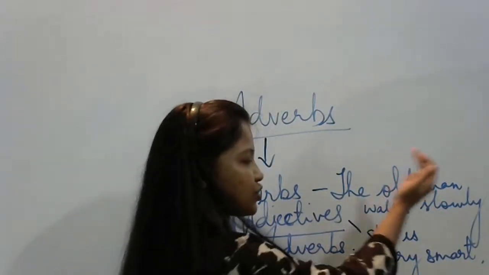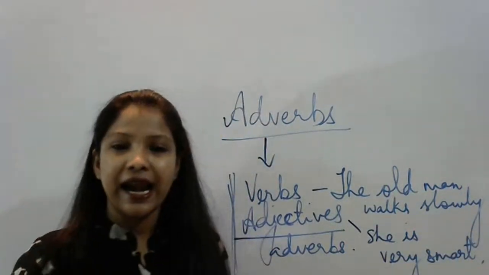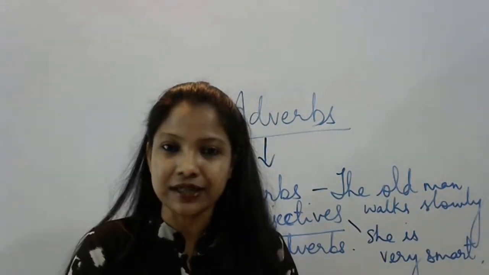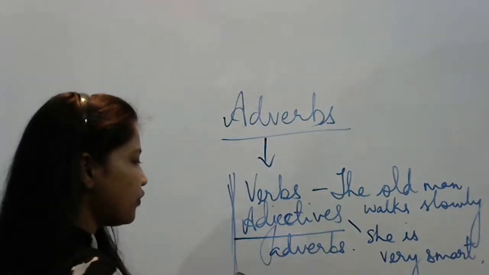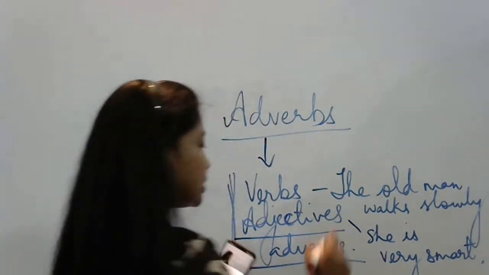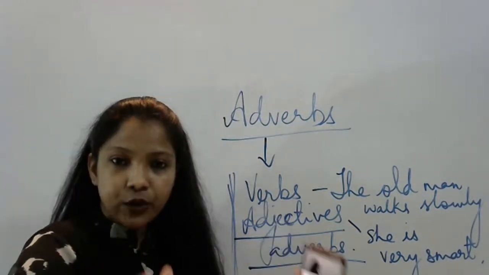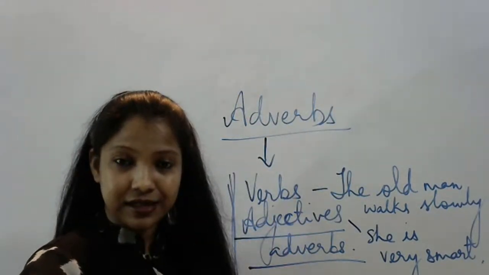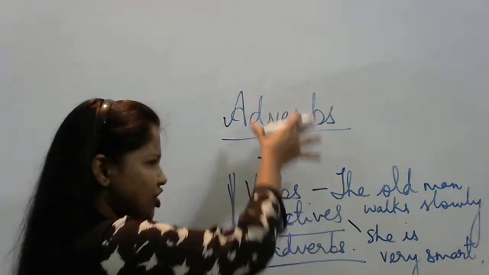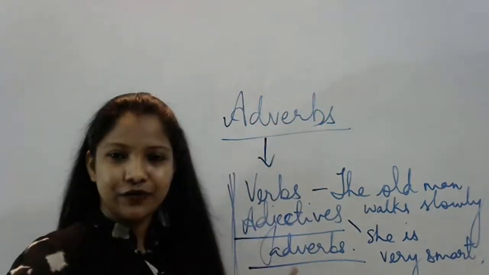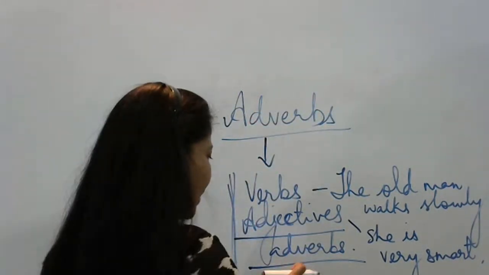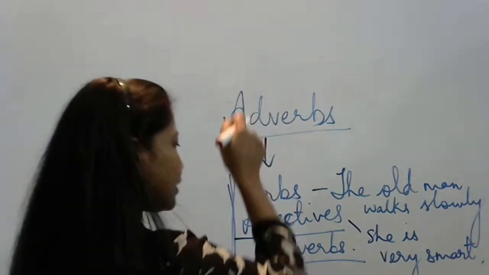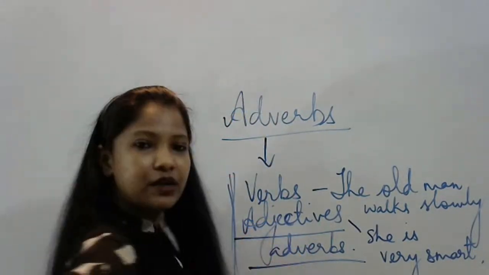Now very is describing the adjective smart. Now taking the example of adverb. Why am I giving you this? Before we get into adverbs in simple present tense, this is just a brief idea कि adverbs क्या है. Now adverb, how does an adverb describe another adverb?